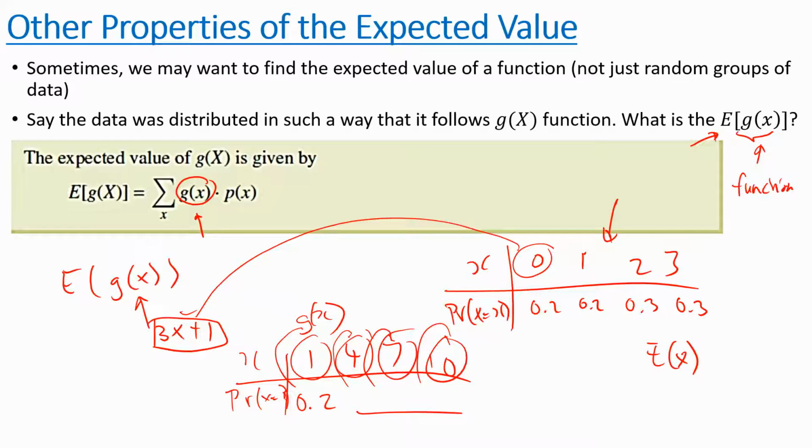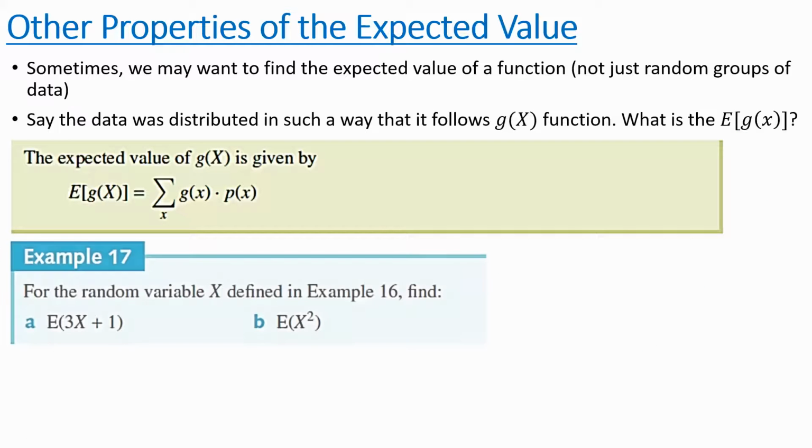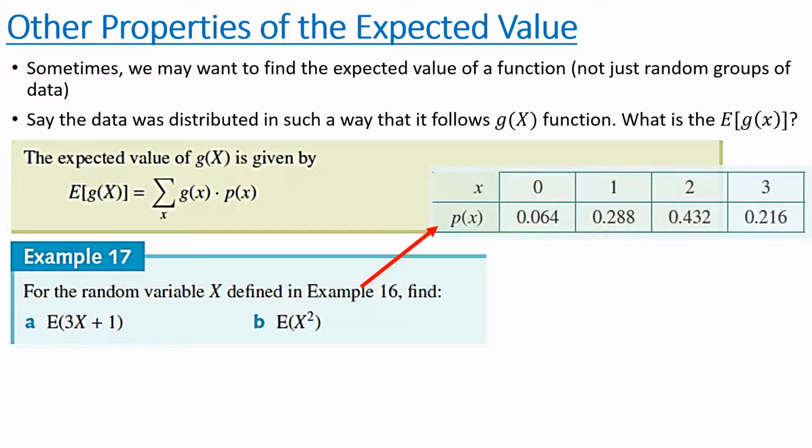Now, if we understand that theory, I can ask you the example for the random variable x defined in example 16. I'm not giving you the theoretical background, but this is their table. From example 16 and this is example 17, this is their table. You started off with 0, 1, 2, 3, that's your data. Let's say it's 3x plus 1. There you go, 3x plus 1, same concept.